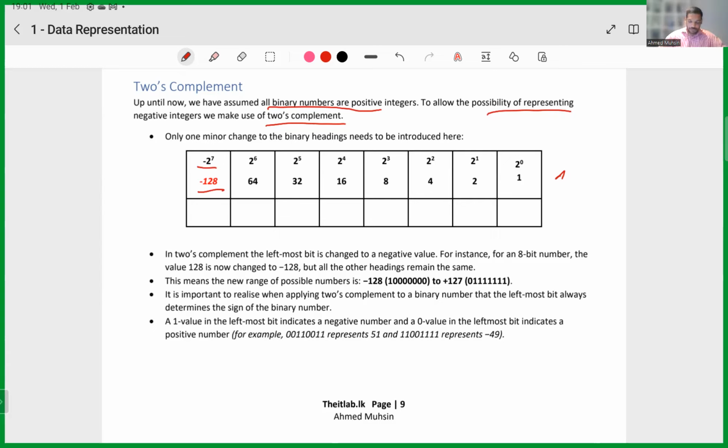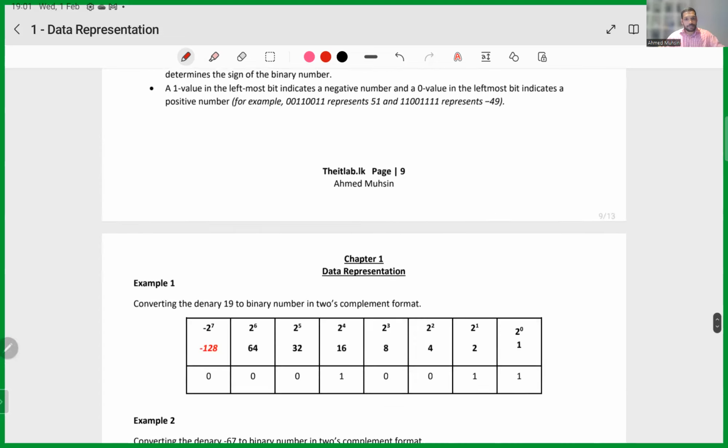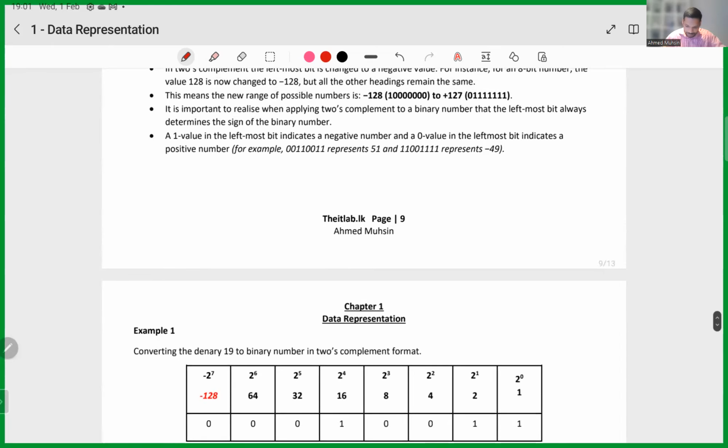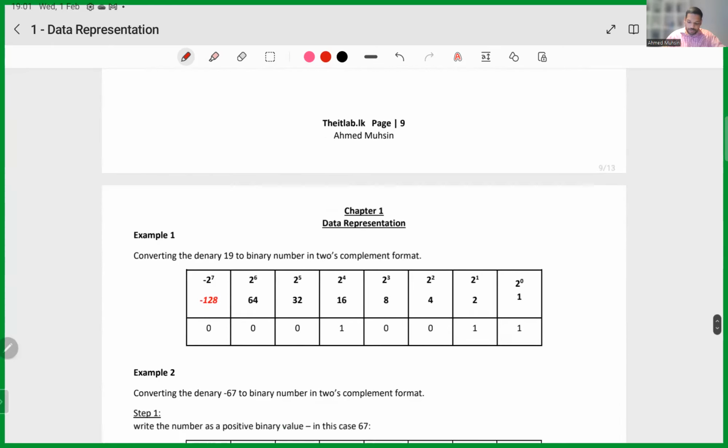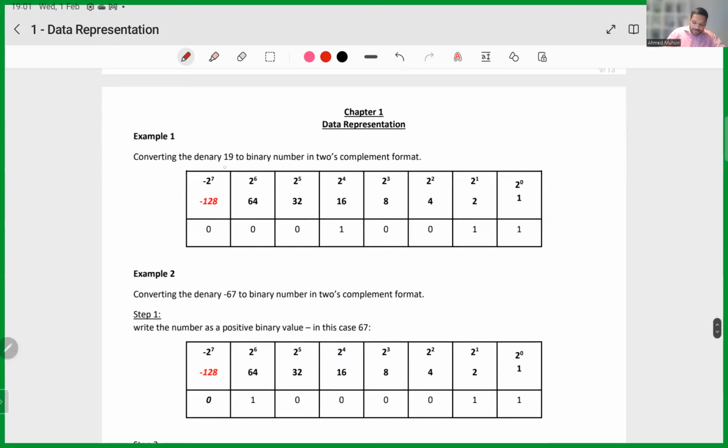Over here, they have explained everything, okay? Let us directly go into an example. Let's take the number 19, and we are converting the number 19 into 2's complement. This is a positive number, so I'm going to show you how we write a positive number in 2's complement. It is the same thing as the normal way we have been learning.